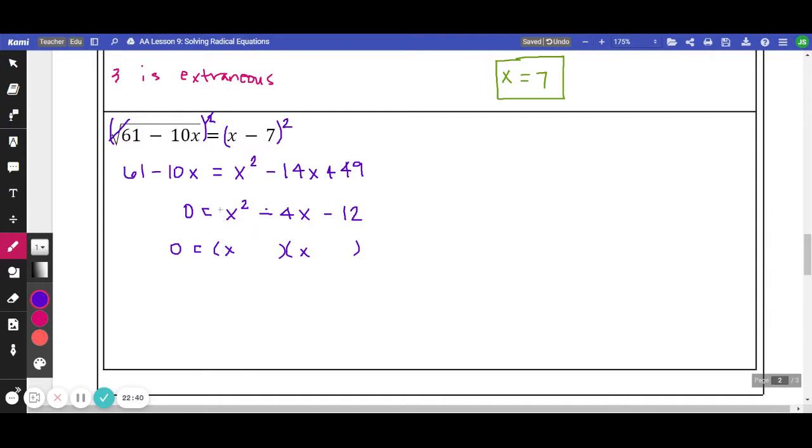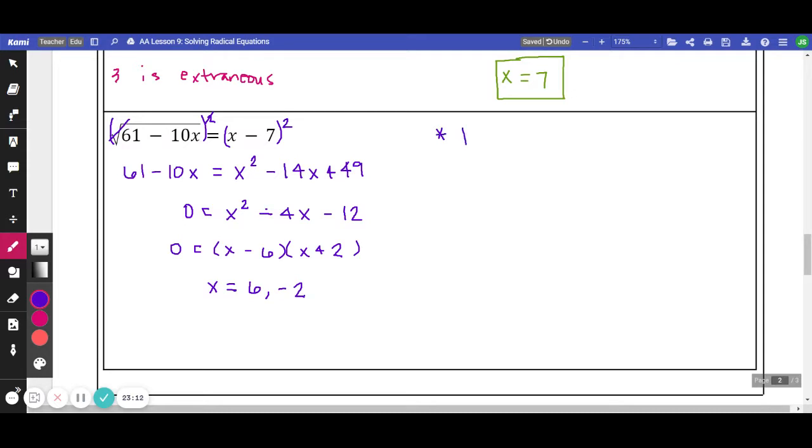Okay, so since my leading coefficient is 1, my a is 1, I'm looking for 2 numbers that multiply to negative 12, add to negative 4. Be careful, don't just willy-nilly throw stuff out like, 3 times negative 4 equals negative 12. You have to make sure they add to negative 4. So it would be negative 6 and positive 2. Which means that my solutions for x to make it 0 are positive 6 and negative 2.